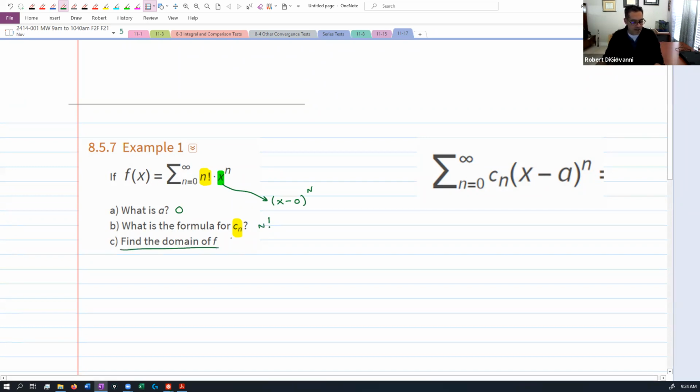Now, find the domain of this function. This is the big step. We need to figure out when this thing converges and when it diverges. Now, in the previous example, we were able to look at it and say, oh, that looks like a geometric series, we know what it does. This is not a geometric series, because of the n factorial out front. So I need to figure out what test from the previous sections I should use to determine the convergence or divergence of this. And with all power series, we're going to use one test. Guess what test?